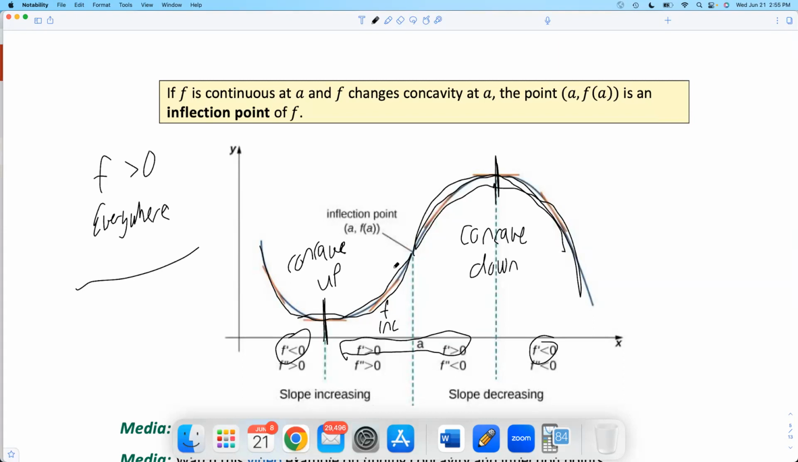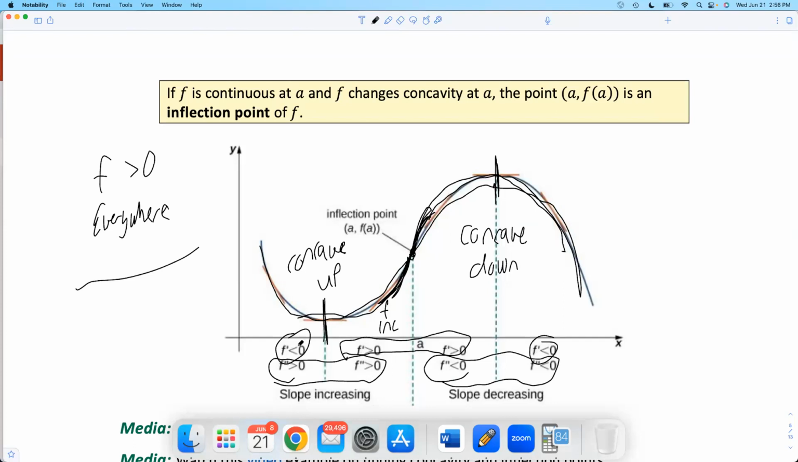What you've got is a switch right there at that spot. It switches from concave up to concave down. That point right there is called an inflection point, and that's where the second derivative would be 0. So in this region right here, the second derivative was positive, concave up. And in this whole region, the second derivative was negative, concave down. Where you switch from one to the other is an inflection point.